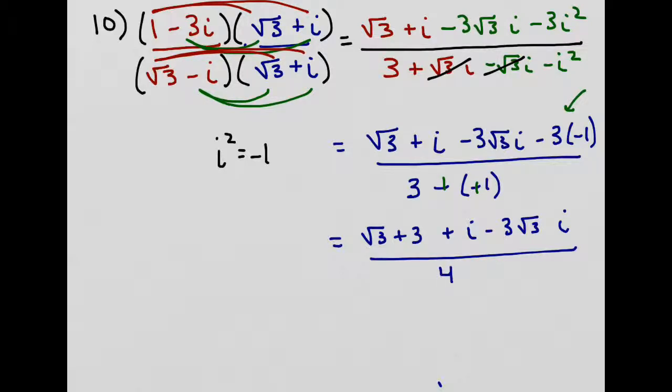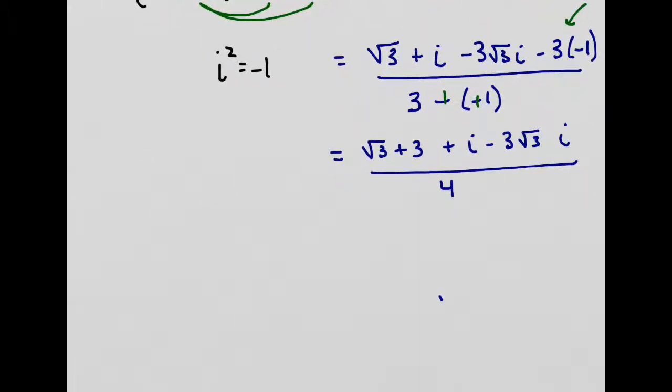Okay, now to get our real and imaginary stuff together, things will get a little more complicated, but not too bad. This is my real section over here. The square root of 3 plus 3, and I'm going to put that over 4. And then over here I still have i minus 3 square roots of 3i over 4.